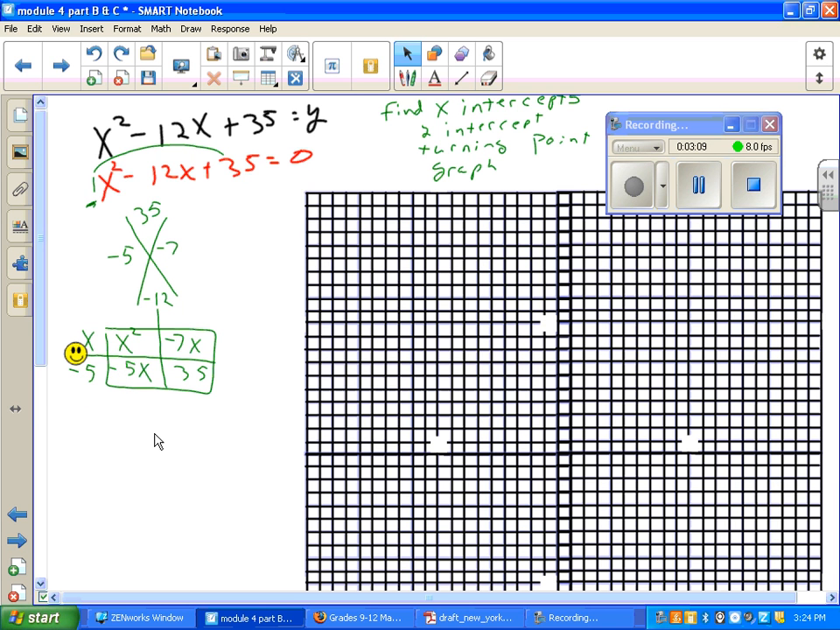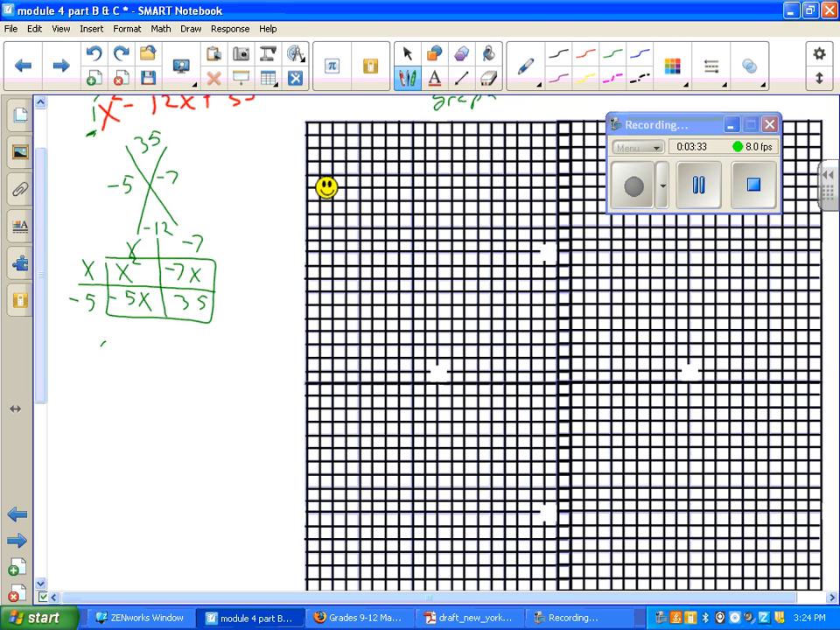So now I ask myself, x times what is x squared? That's x. Now I say x times what is negative 7x? Negative 7. Now let's check. Is x times negative 5 negative 5x? Good. Is negative 7 times negative 5 positive 35? Great.